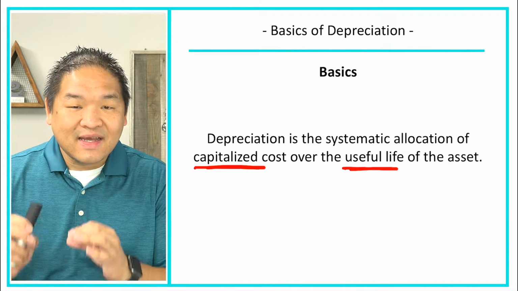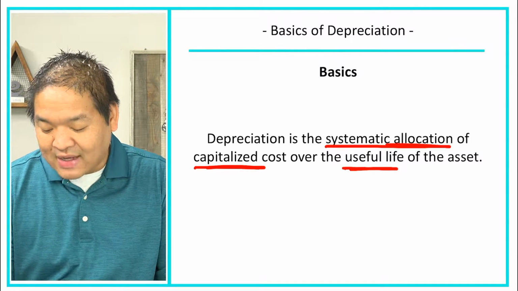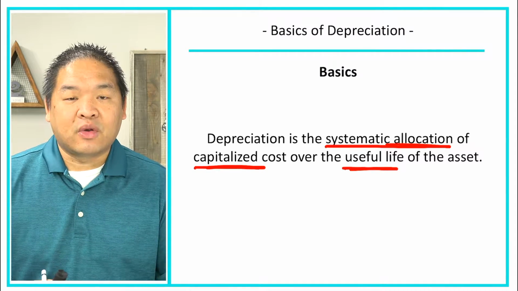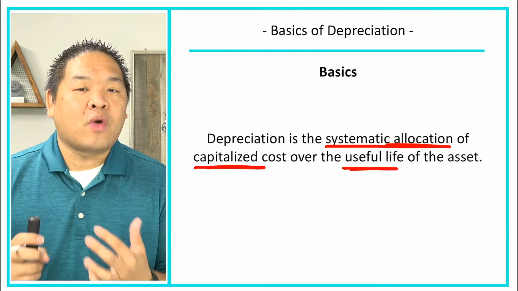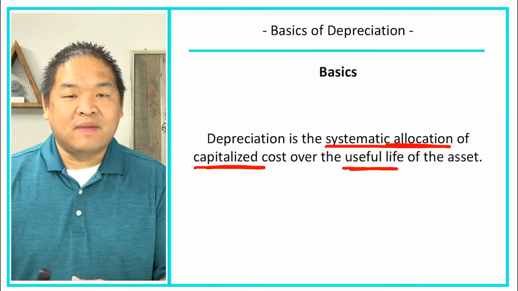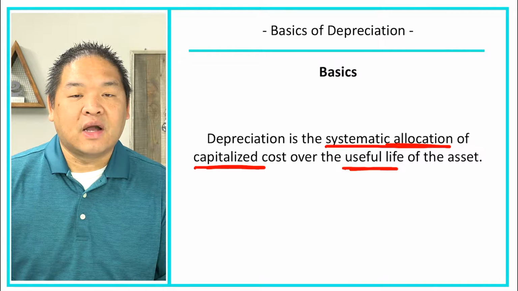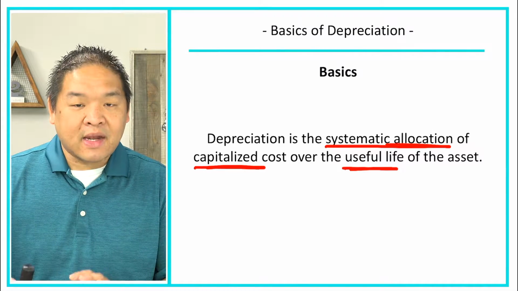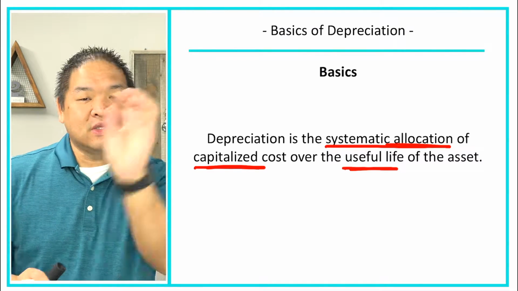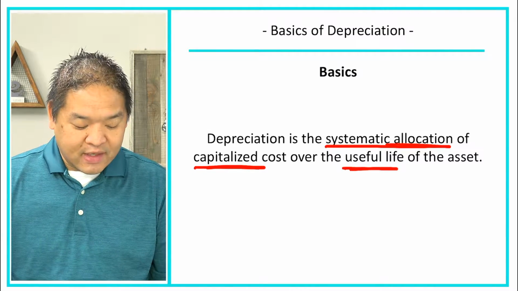Now, the key word in this definition is the systematic allocation. And what we're saying about that is that we're not just randomly picking numbers that we're going to expense every period, but we have a process, we have a calculation, we have a way that we're going to allocate it in a fair way using one of the depreciation methods that we're going to talk about at the end of this lesson. So systematic allocation, it's not willy-nilly, hey, we're going to expense this much this year, this much next year, and this much in the year after that. We actually have a process and a calculation to getting to that number.